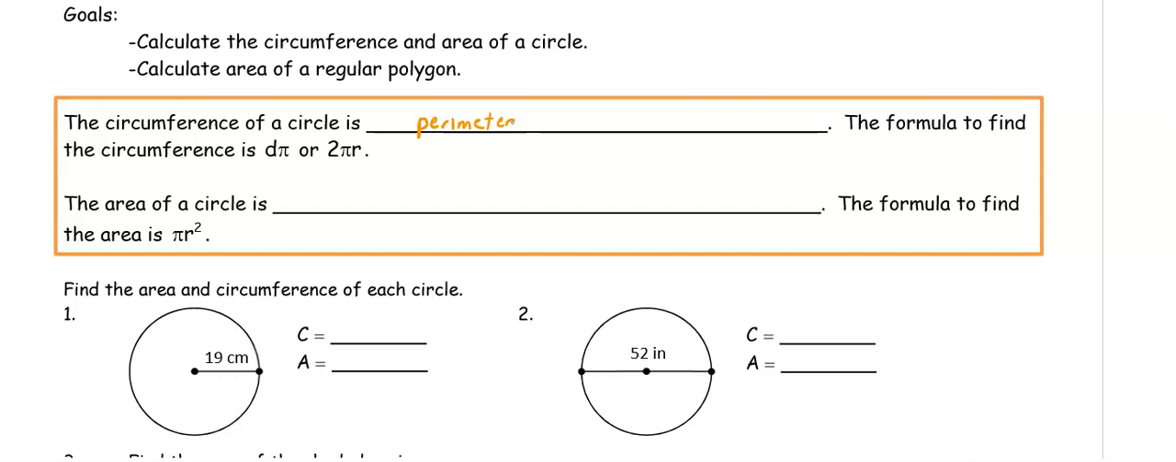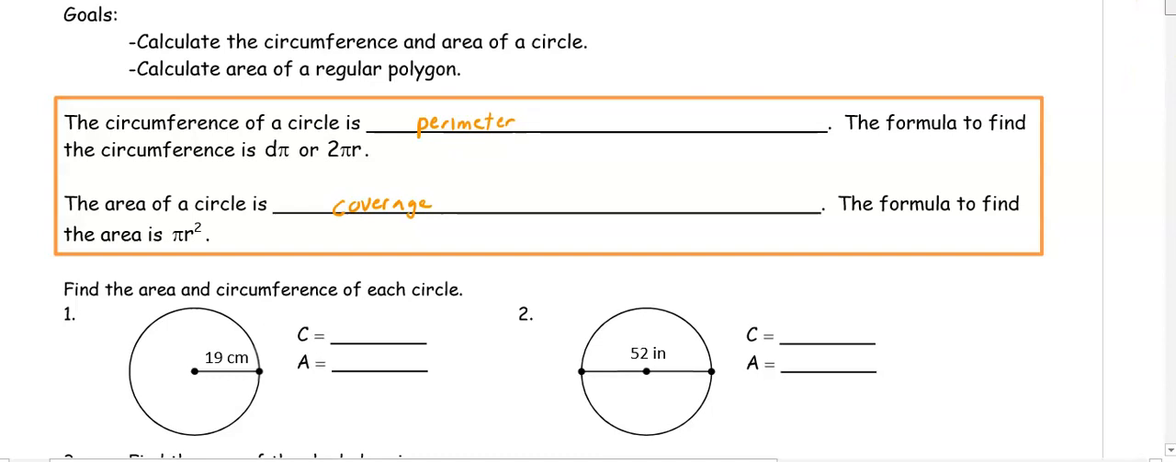The area of the circle is the coverage, is how much space it takes up. The formula is pi r squared, where r is our radius. So when we are doing circumference and area, we always need to have pi in our answers.